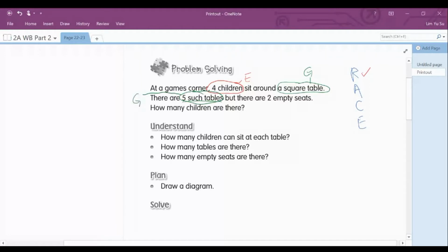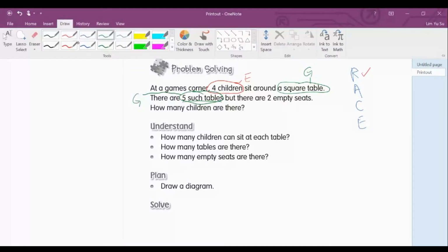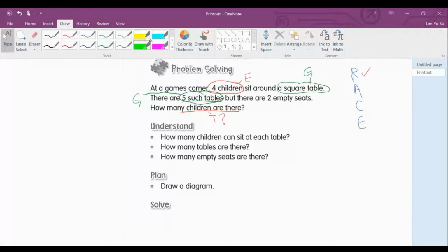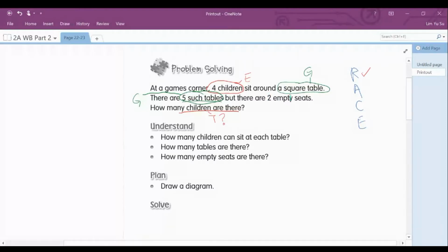Now there are 2 empty seats. So the question is, how many children are there? This tells you that you need to look for a total. But there's a catch here. The catch is that there are 2 empty seats. This is the part that is a little bit more challenging. Here we have done our annotations.